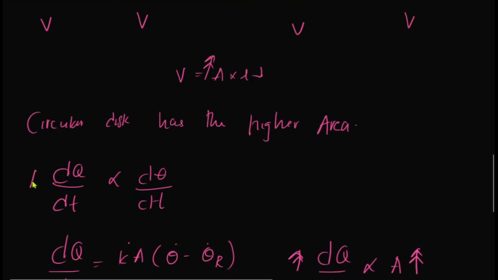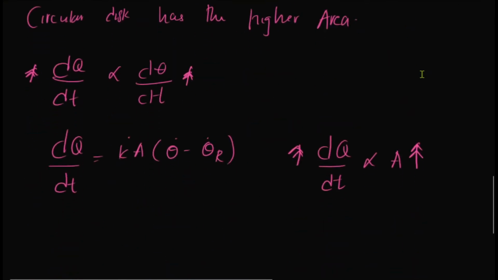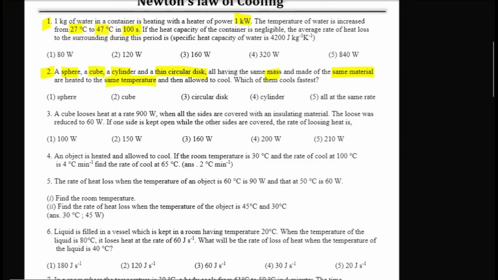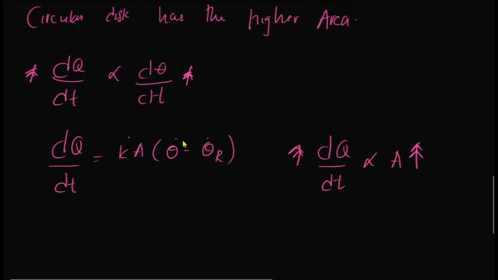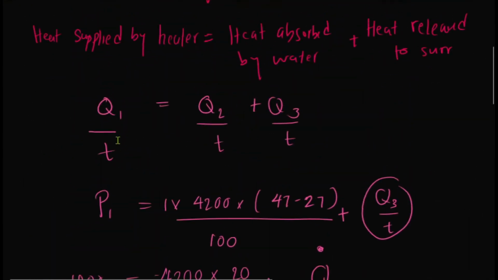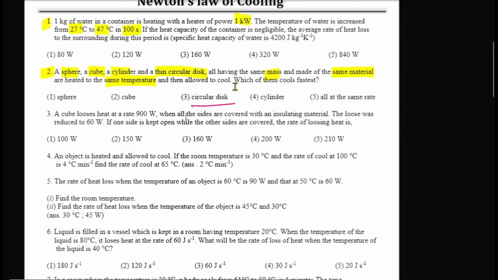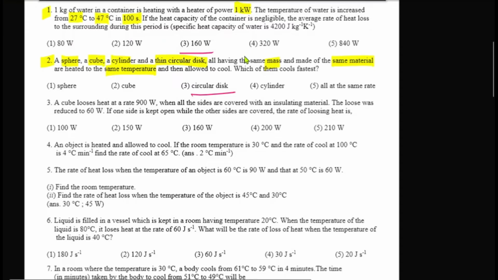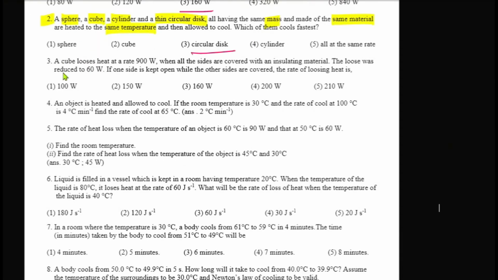If the rate of heat loss is the highest, then the cooling rate of the circular disc will be the highest. So therefore the fastest cooling is going to be seen from the circular disc. And also, I forgot to mention that if you simplify the previous question, we're going to get 160 watts, right? So let's know that as well. Okay, right guys, so let us go for the fourth question.